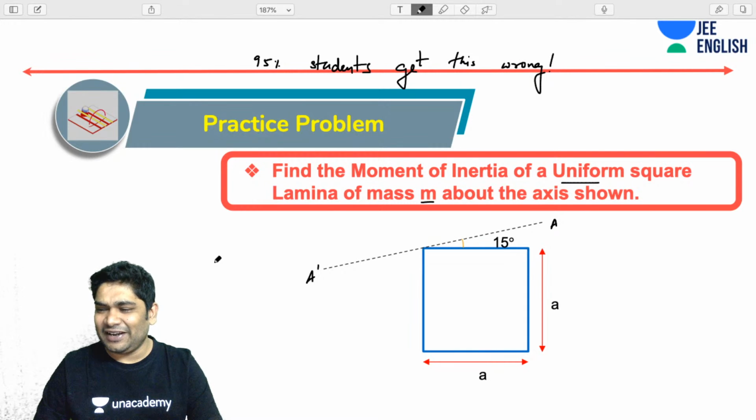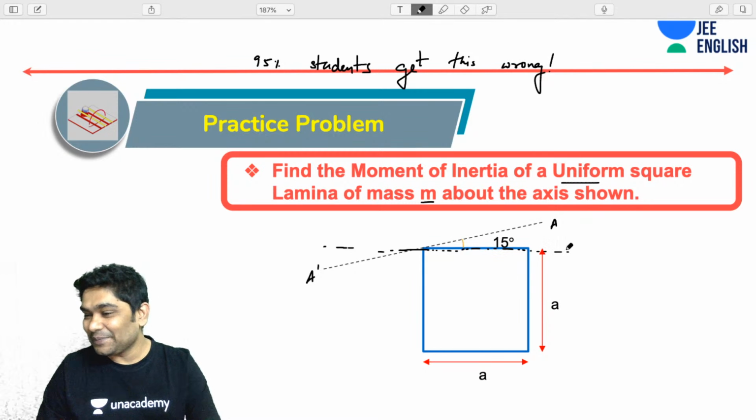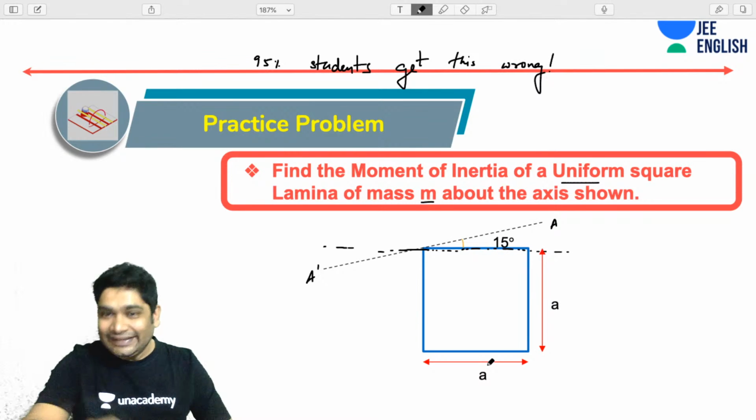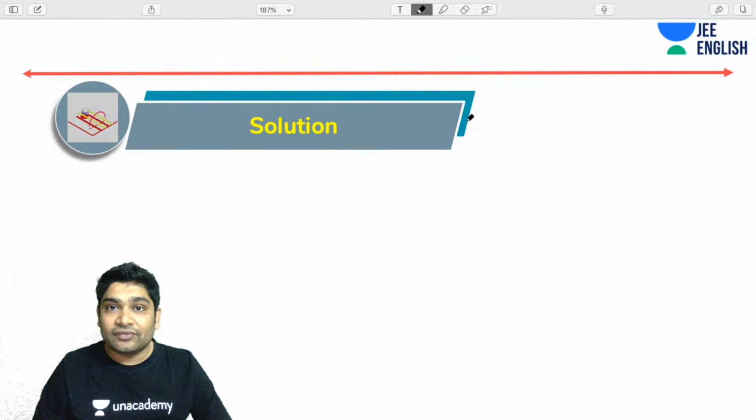So did somebody tell you that you could resolve moment of inertias? It's not a vector quantity, right? I hope you realize it's not a vector quantity. So you can't resolve this. You can't try and find maybe the moment of inertia about this axis and take its cos component. No, that is not how it works. Okay. So let's see how you would have gone about it. So I'll tell you the way to do it.